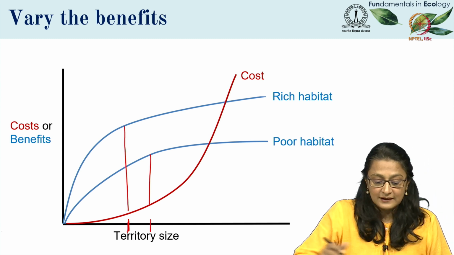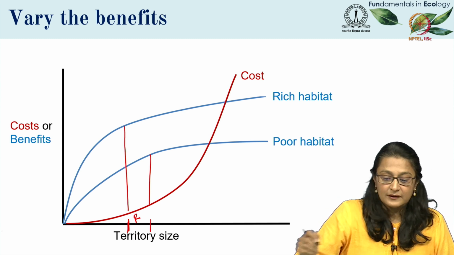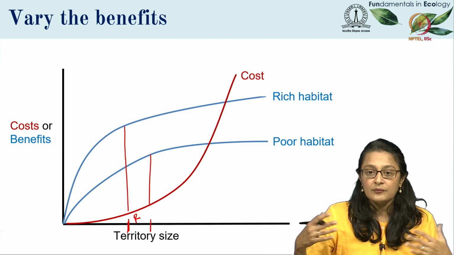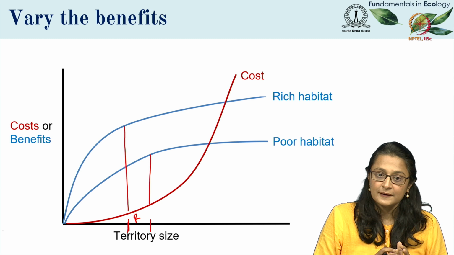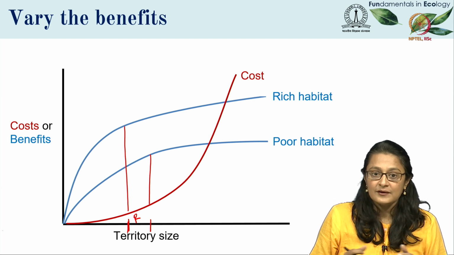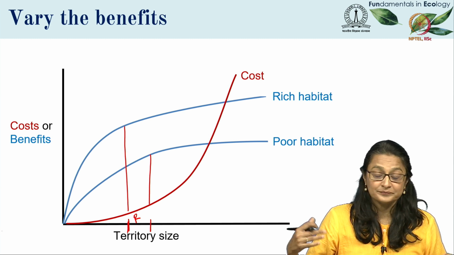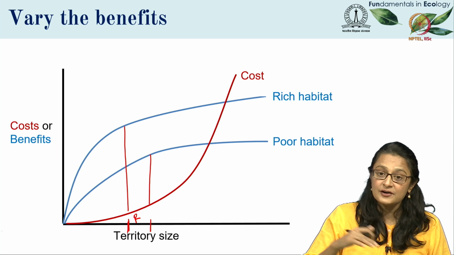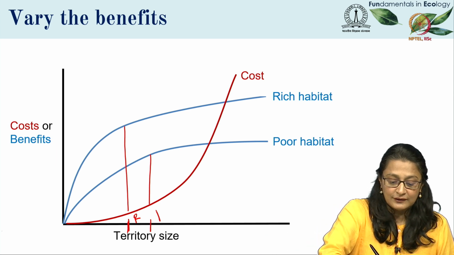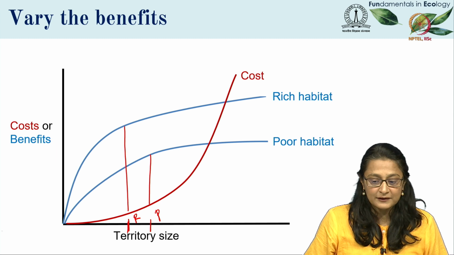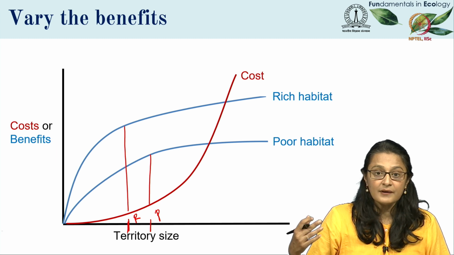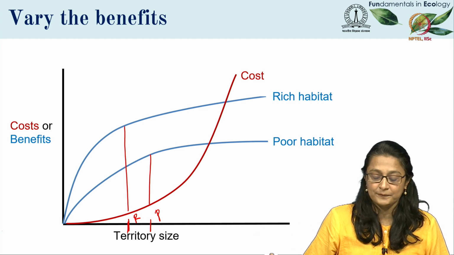That's because in the rich habitat, an animal can get more resources per cost at a smaller territory than in the poor habitat, where the resources are not as good, so they need a larger territory to get enough given the costs. So when you vary the benefit, we can predict how large a territory should be.